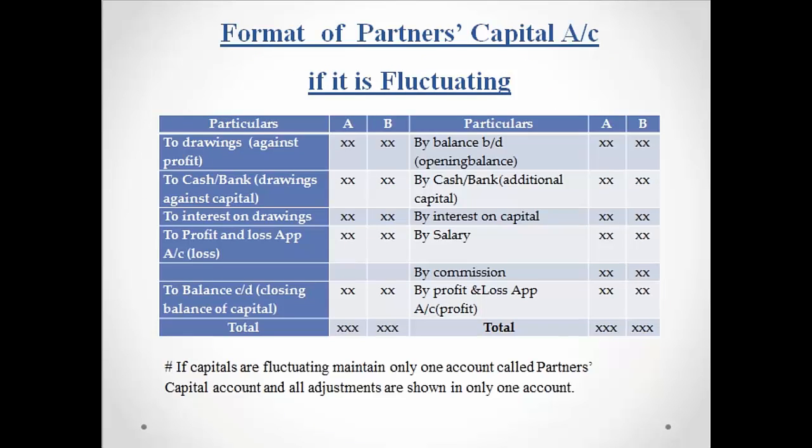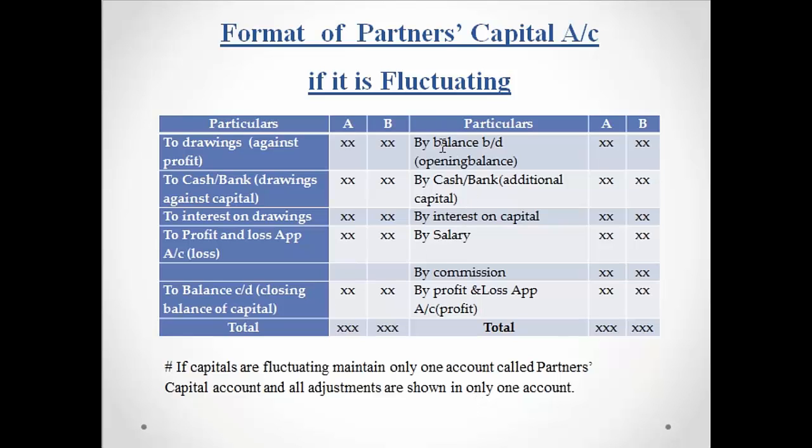I told you before, for maintaining partners capital account, there are two methods: one is called fluctuating capital method, one is called fixed capital method. So when we are maintaining partners capital account according to the fluctuating capital method, now I want to explain the format of partners capital account according to the fluctuating capital method.